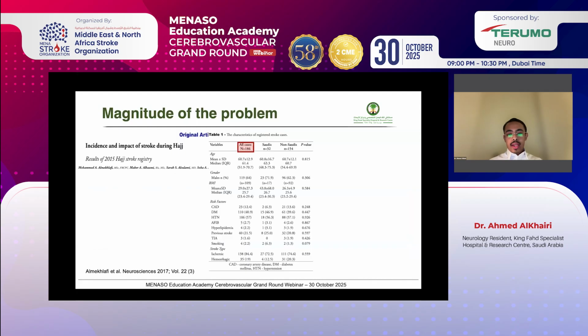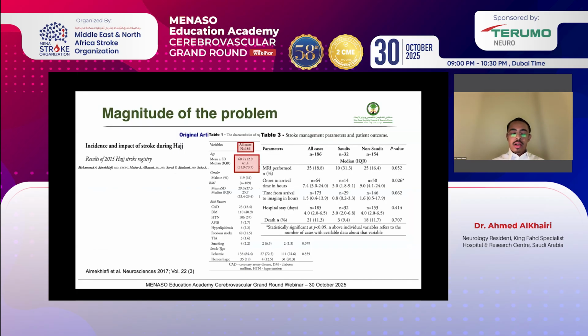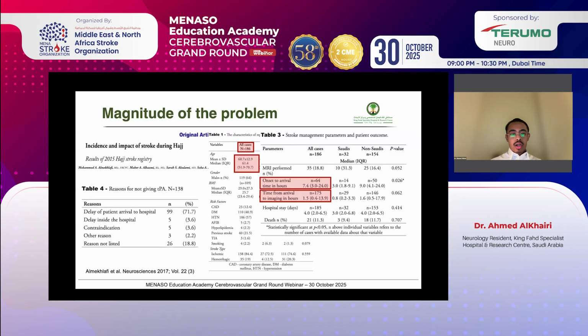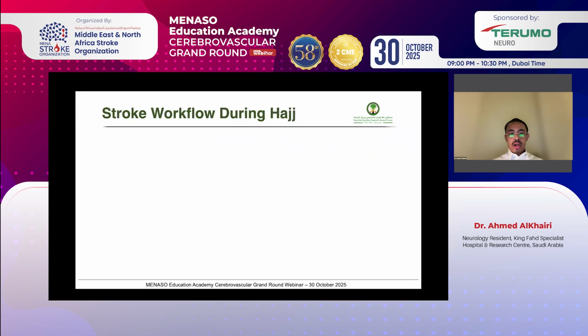Digging deeper into the data, they enrolled 186 patients, mostly older than 50 to 60 years old. When we look at their time data, the onset to arrival time had a median of 7.4 hours, and the time from arrival to imaging was around 1.5 hours. Most reasons for withholding tPA were due to delay, either at the pre-hospital stage or inside the hospital.